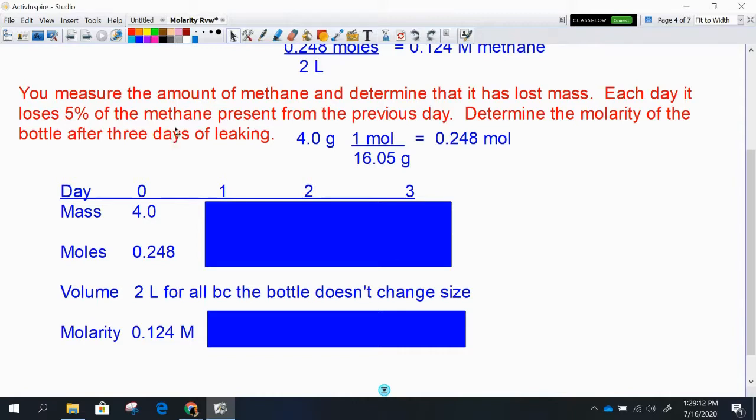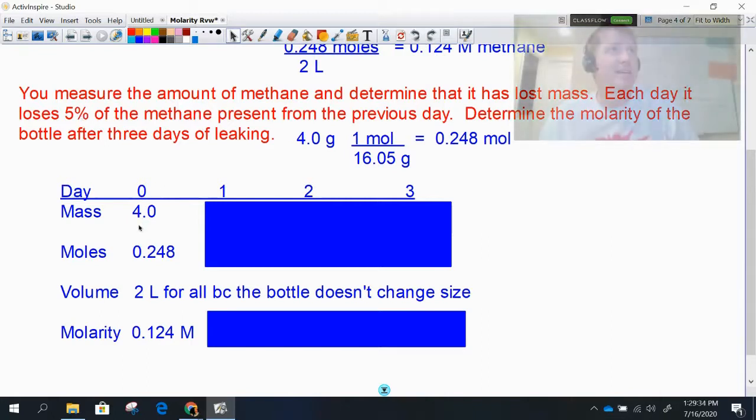And you could do this out way far. And later on in the school year, we'll do like natural log graphs and stuff. Ooh, I don't want to scare you. So on day 0, there's 4 grams. We just calculated that was 0.248 moles, and that was 2 liters. And the molarity was 0.125 molar. So it loses 5% each day.